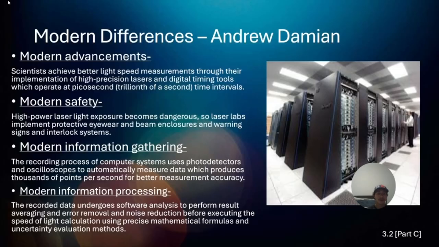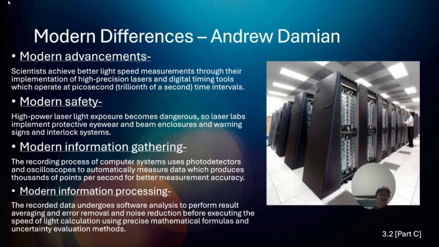Some of the modern advancements: scientists achieve better light speed measurements through their implementation of high-precision lasers and digital timing tools which operate at picosecond, trillionth of a second, time intervals. Some of the modern safety issues are high-power laser light exposure. It becomes dangerous, so laser labs implement protective eyewear, beam enclosures, warning signs, and interlock systems.